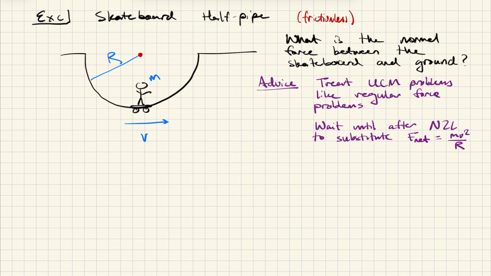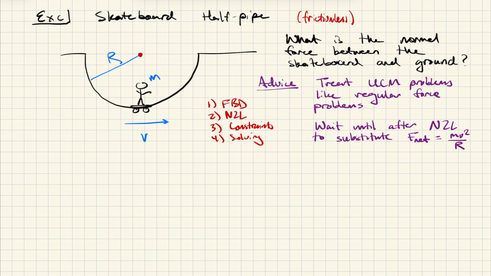When you're doing these UCM problems, my advice is the easiest way is to treat this problem like a regular force problem, and then wait until after you write down your Newton's second law equations to substitute the condition that F net must be mv squared over r. So let's go through our usual four-step process, starting with the free body diagram, then writing down the associated Newton's second law equations, and then applying our constraints and solving for any unknowns. And at step 3, we'll think about the UCM part.